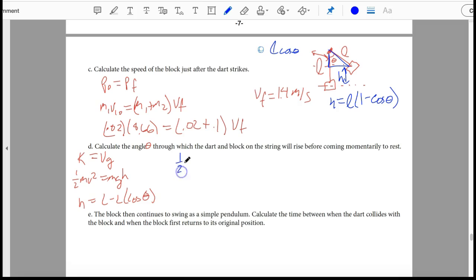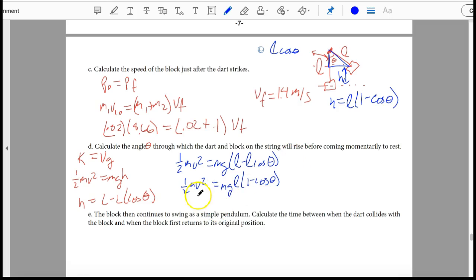We'll go back to our equation. 1/2 mv squared is equal to m times g times, and then here we've got L minus L cosine of the angle. So I put everything back together again. Let's leave it apart. So this would be mv squared is equal to mgL times 1 minus the cosine of the angle.